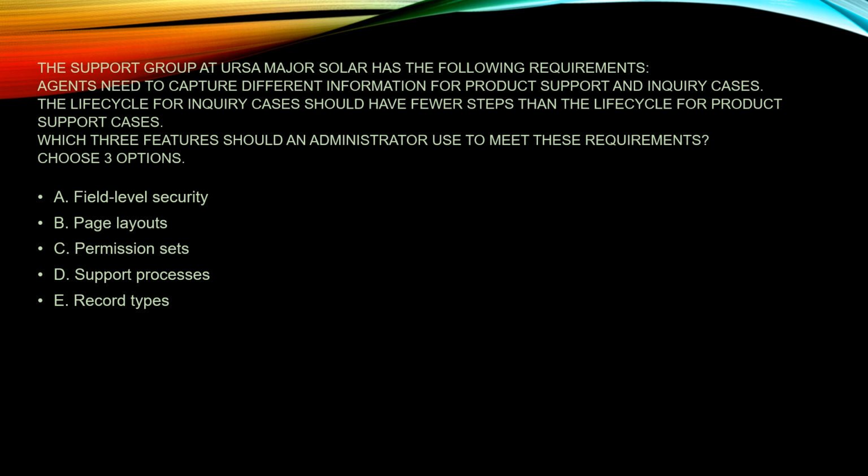By creating a support process, it is associated with the record type based on the record type chosen when creating the record. So the product support or inquiry in this example. The support process associated is determined by the status field pick list on the case object. So that's correct. Record types. So record types will determine which page layouts and pick list values users have access to. So you need to create two. So see if we're right with page layouts, support process, and record types. And we are.